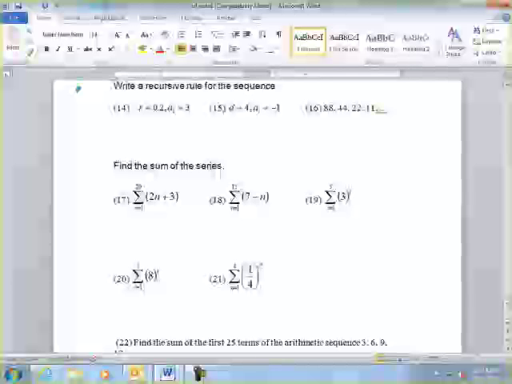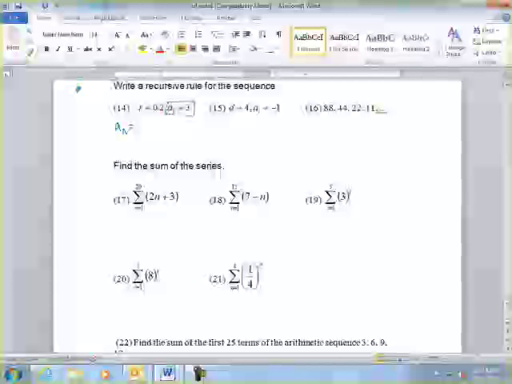So on number 14, it gives you the starting term. You could just put a box around it if you want, or you could rewrite it, but in some way you must indicate to me that you know that that first term is actually part of the answer as well as part of the question. You have to give a starting term.